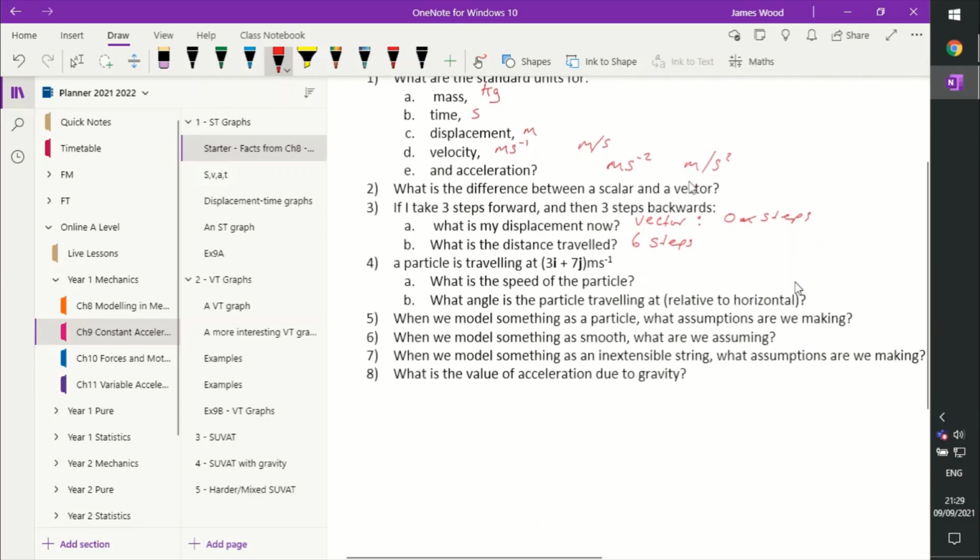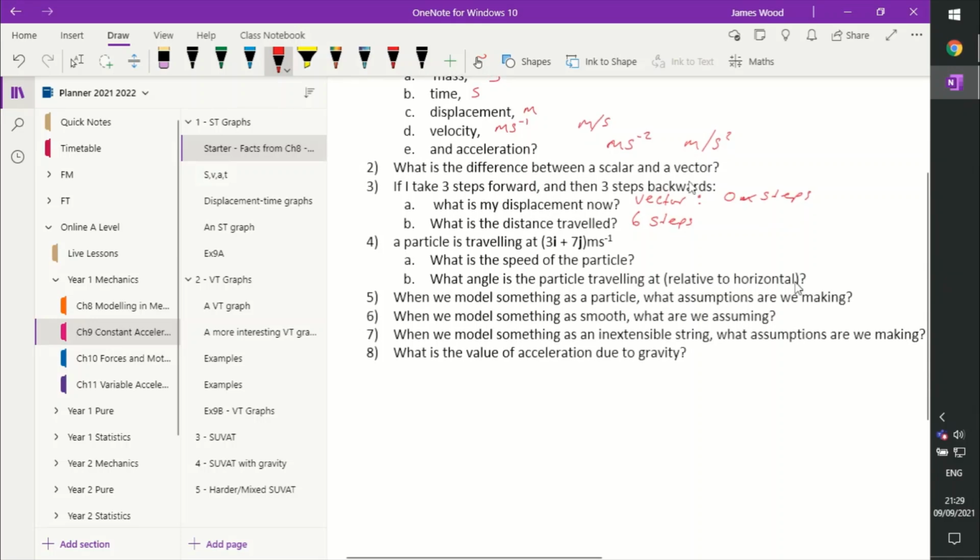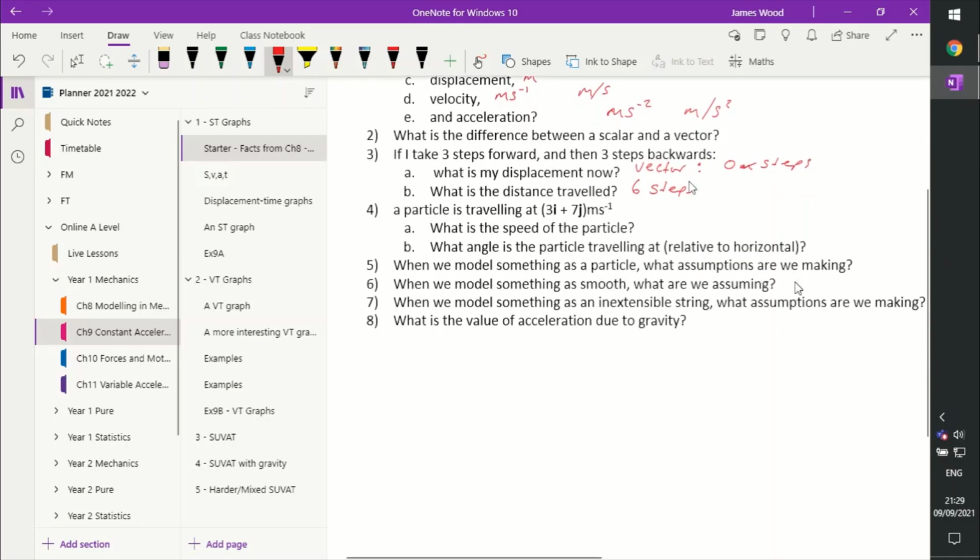A particle is traveling at 3i plus 7j meters per second. What is the speed of the particle and what angle is it traveling at? Now, whether you've done vectors or not yet in the course, depending on where you are, let's just remind ourselves what this means. 3i plus 7j, we could write that as a column vector. You might have seen vectors written like that, where it basically means 3 right and 7 up. So overall, our direction is something like that.